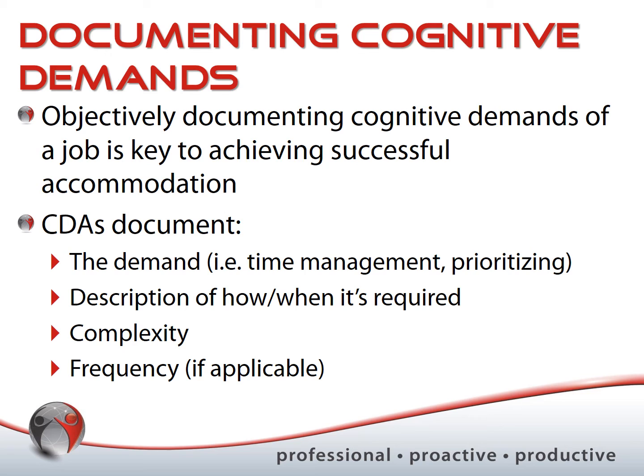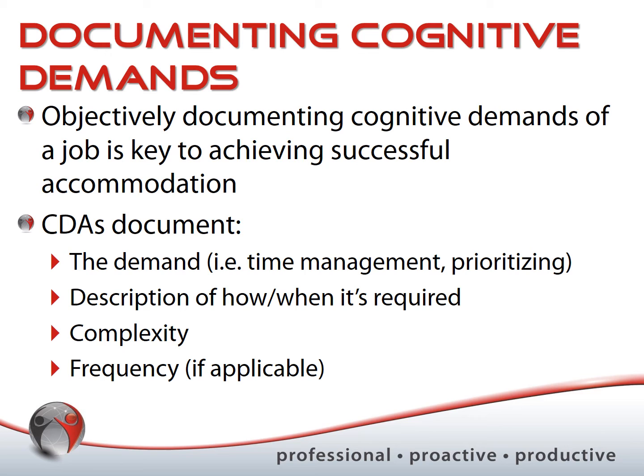So I need to understand both when it's required and what elements are required. What is complexity? How complex is it? How essential is it? The other element of this is that you may be able to document the frequency. This is not always easy, and it's not always relevant depending on the job demand, but you might document how frequently, for example, I'll use the police officer example again. How frequently does that individual actually have this occur, right?